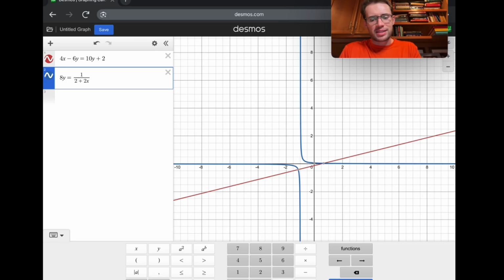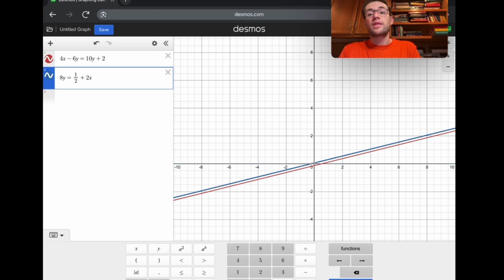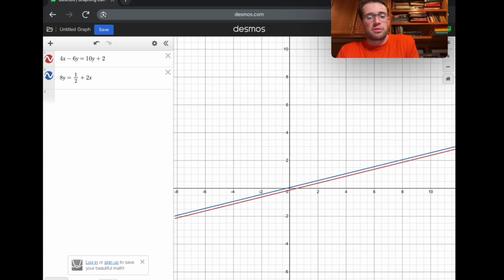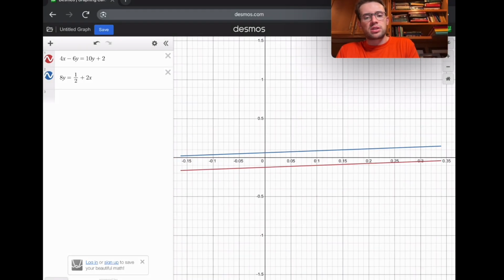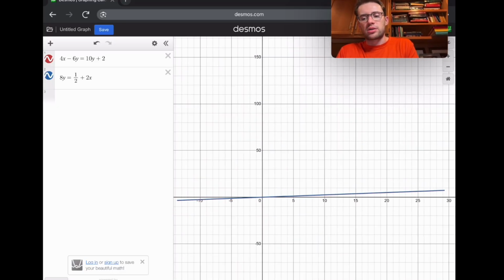Oh, again, I did the same error I had last time, where once I started a fraction, I was typing everything in the denominator. So 1/2 plus 2x, right? That 2x should not be in the denominator. All right, so looking at it, we've got two lines. They are the same slope, different y-intercept. They're parallel. We can zoom way out. They are never going to cross.